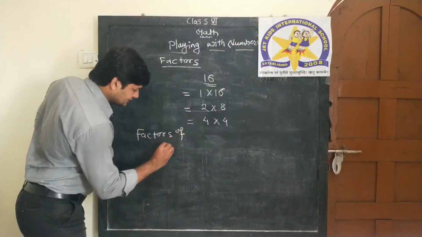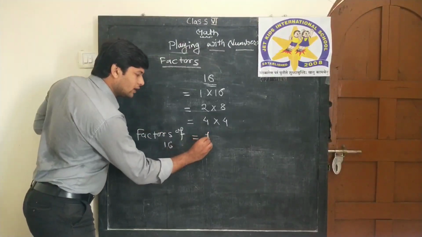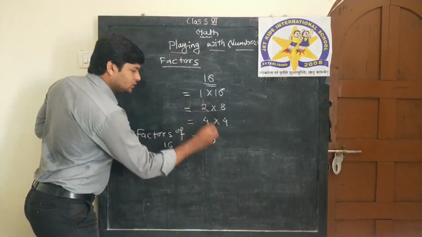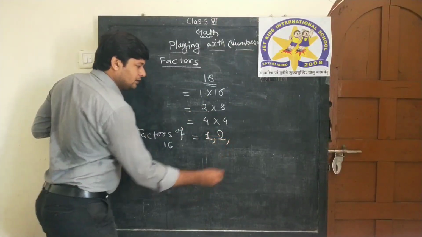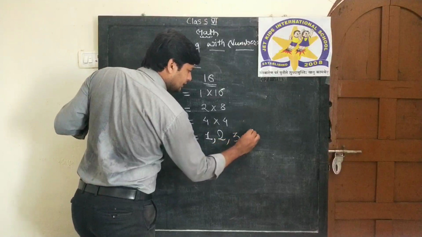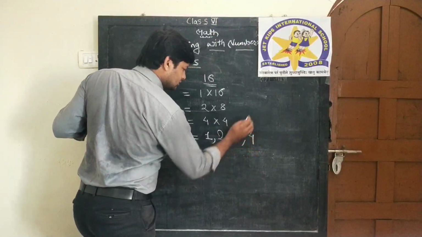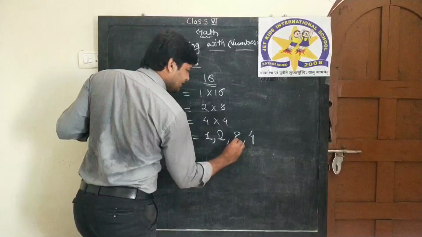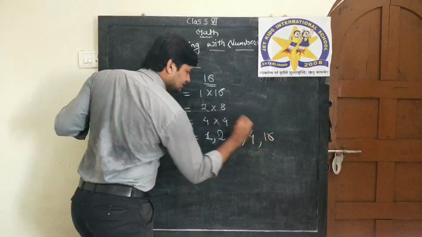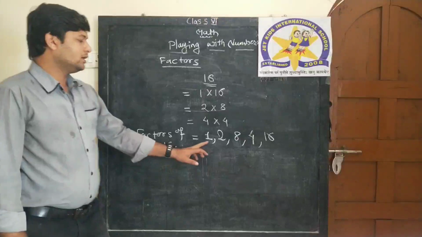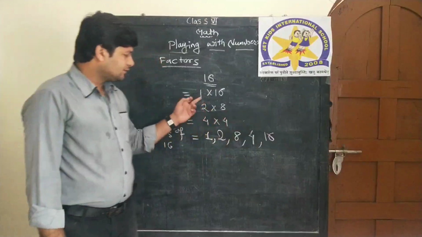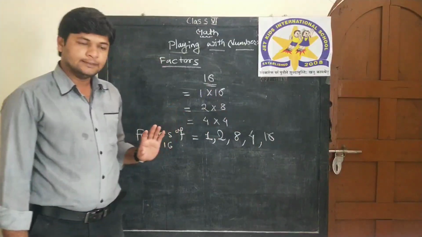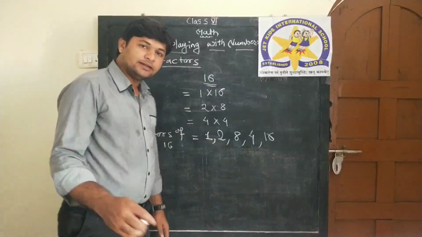Factors of 16 will be 1, 2, 3, 4, then 8 and then 16. Okay, 1, 2, 4, 8 and 16. Right? These are the factors. Okay, why are these factors?